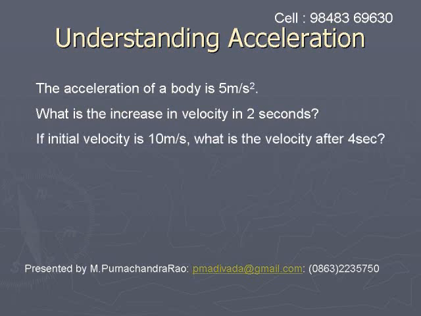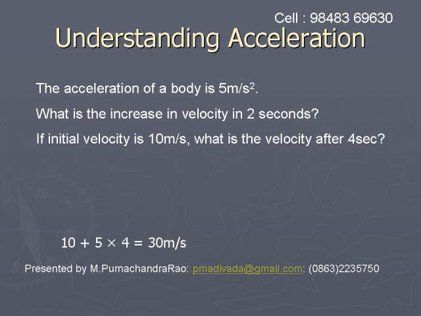If initial velocity is 10 meters per second, what is the velocity after 4 seconds? The velocity increases at the rate of 5 meters per second. That means in 1 second, the increase in velocity is 5 meters per second. In 4 seconds, the increase in velocity is 4 into 5, 20 meters per second. Already, it has 10 meters per second initially. So, the total velocity becomes 10 plus 20, 30 meters per second.